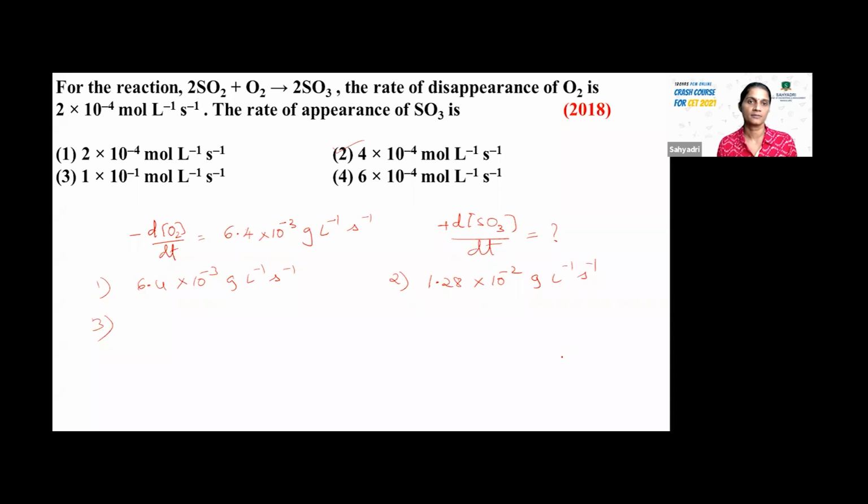one second, I'll tell. 10 to the power minus 2 grams per liter per second, and option 4 is some nonsense option, 6 into 10 to the power minus 4 grams per liter per second. I hope the answer I have given is correct, the values. Quick.